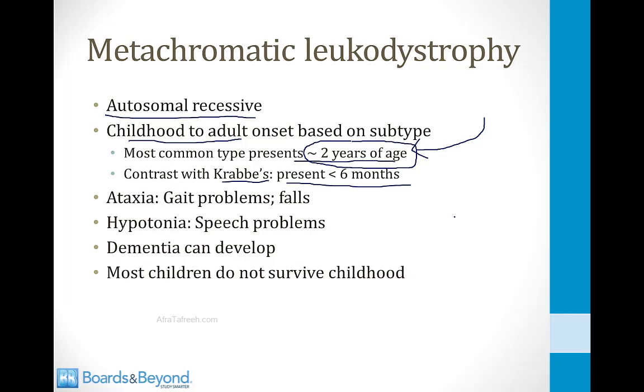The symptoms are purely neurologic. This will be a 2-year-old child or older, so the child should be walking, and there will be problems with gait, so there'll be ataxia and falls. There can be hypotonia, which can present as speech problems in a child who should be at an age when they can learn to talk. Dementia can develop, and this usually progresses, and most children do not survive childhood.